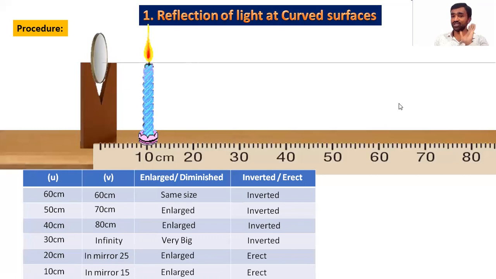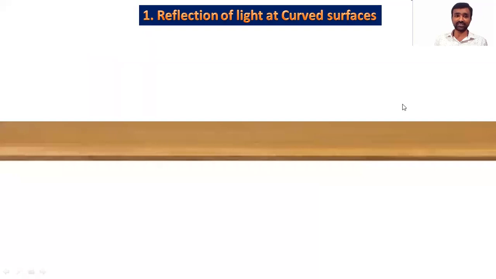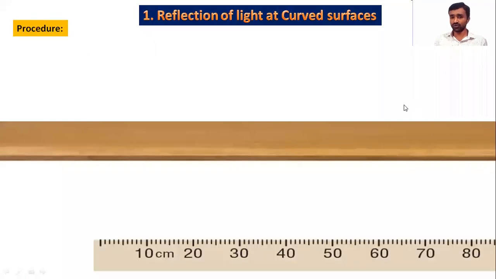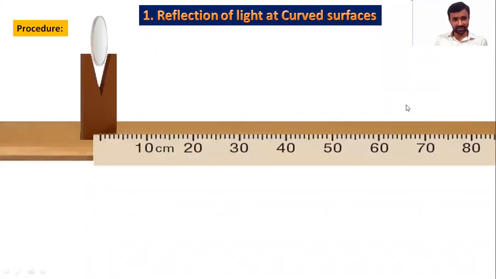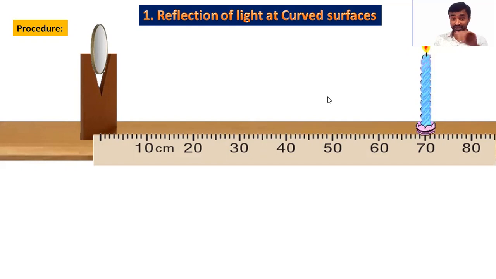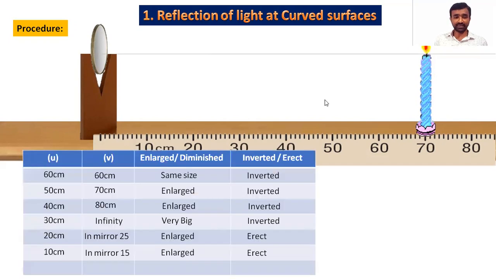Then one more position is there at 70 centimeters. So I'll put the object at 70 centimeters also, right? So using the scale and that stand, then placing the mirror on the stand, then using the object to place at 70 centimeters, right? Now the object is placed at 70 centimeters. Then again, same process, right? Tabulating the value in the table, 70 centimeters object position.